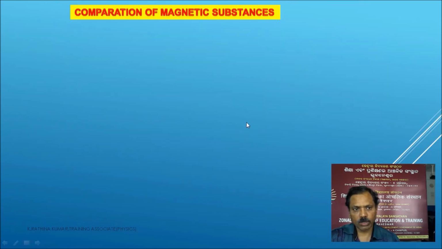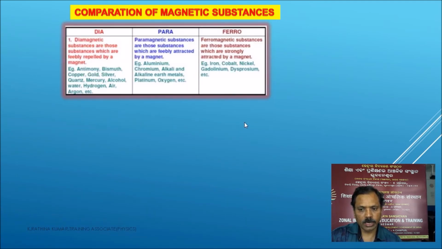The next one is the comparison of the magnetic substances. I know that there are three types of magnetic substances: dia, para and ferro. First, diamagnetic substances are those substances which are feebly repelled by the magnet. Examples: antimony, bismuth, copper, coal, gold, silver, quartz, mercury, alcohol, water, hydrogen, air, argon, etc.